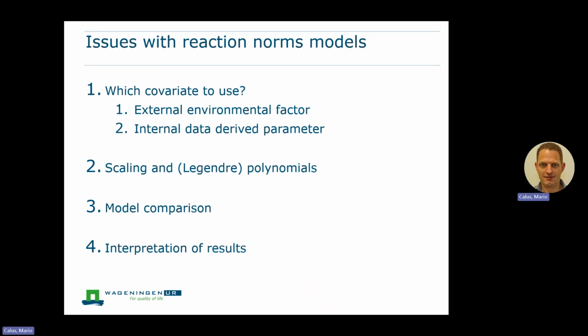Then, which I won't be going into, is something to do with model comparison. The idea is that you start with a model with only an intercept, so basically a model that doesn't include G by E. Then you add the linear reaction norm, and then you can add a quadratic component or a cubic, etc. But at every next step, you compare the two nested models to each other to see if the next one actually improves the fit to the data compared to the previous ones. And then finally, something about interpretation of results.